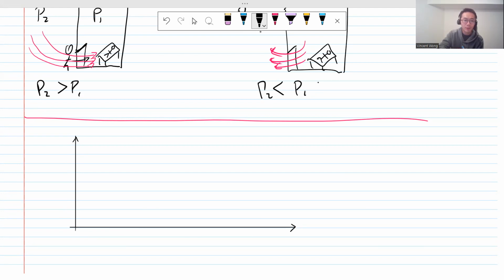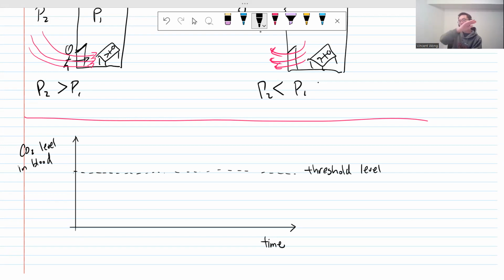Okay? So this is CO2 level in blood. This is time. Okay, there is a threshold level. This is the cap, the maximum amount of carbon dioxide that is in your blood before your respiratory center forces you to breathe. Okay.